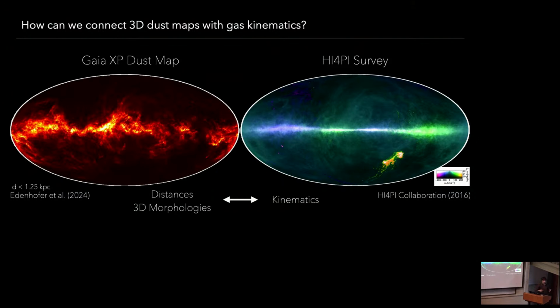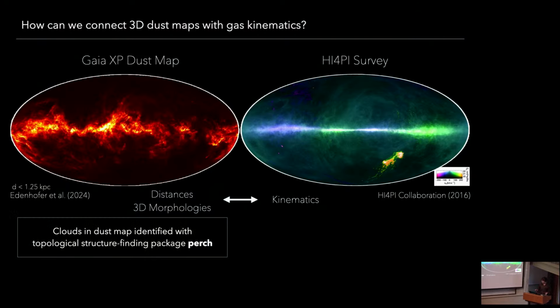dust maps. So what we've done is connect this dust map, which is shown now in all sky projection on the left, to H1 21 centimeter emission, shown on the right is the H1 4-pi survey, which we use in this work. So by combining these 2 maps, by identifying clouds that match between dust and gas, we can get a simultaneous view of clouds' distances and 3D morphologies coming from dust, and their kinematics along the line of sight coming from gas. So we're creating a 4-dimensional map of clouds in the local interstellar medium.